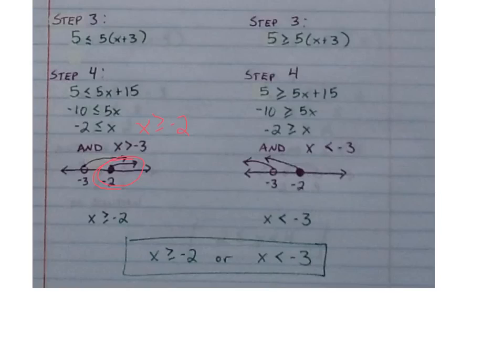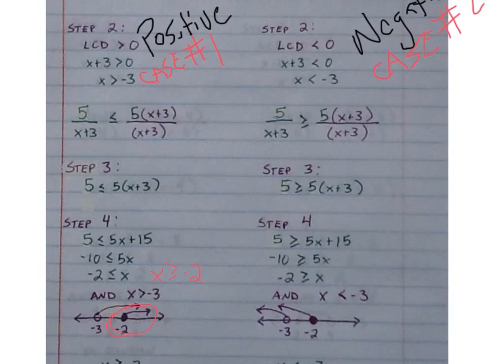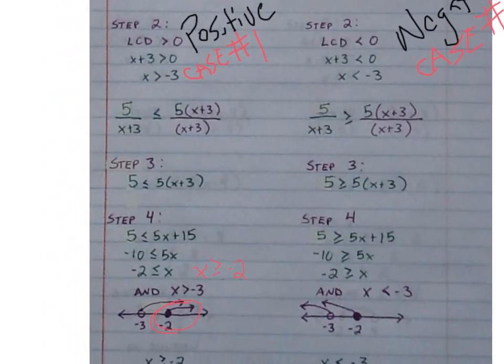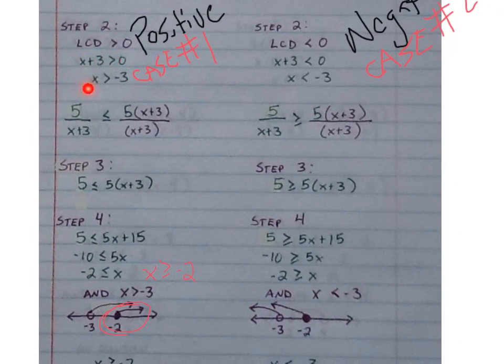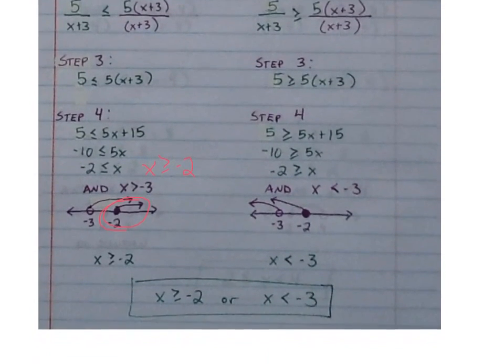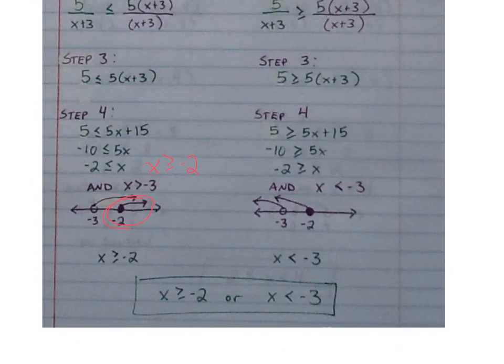And then we considered the case to be that the denominator was positive, and in that we said x was greater than negative 3. That's to be found up here. The positive case, x is greater than negative 3. So we graph that as well on a number line. X is greater than negative 3.